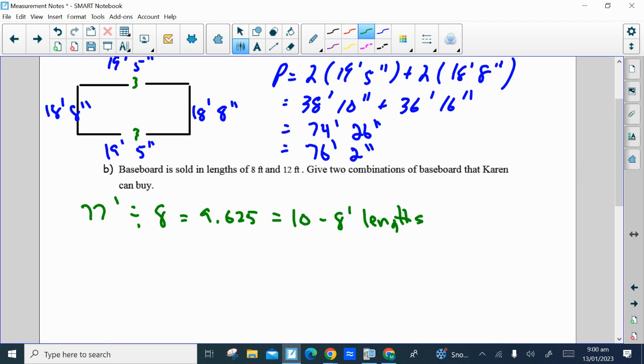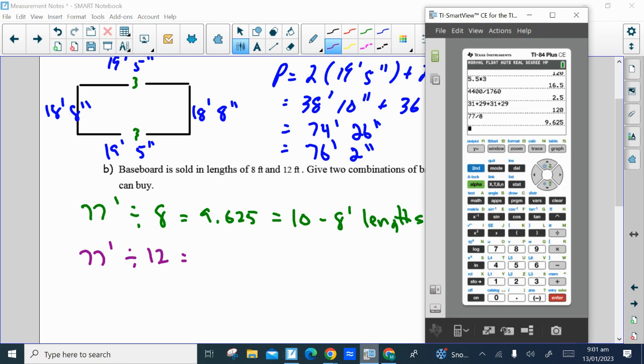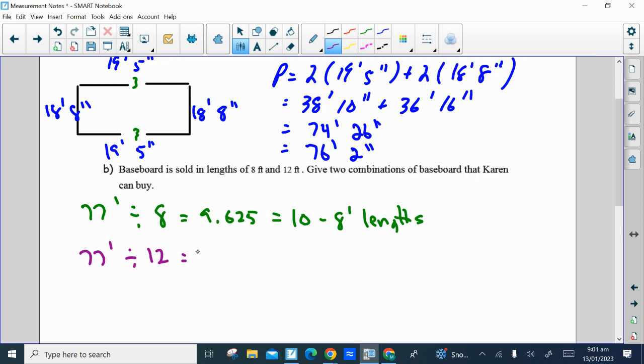So if she buys only 8-foot lengths, she'd have to buy 10 of them. Or what if she decided that she was going to buy the 12-foot lengths? So we'll take the 77 feet and we'll divide by 12 to see how many of those she would need. 77 divided by 12. Again, that number would have to be rounded up. 6.416 repeating, which we'd have to round up to 7 12-foot lengths.